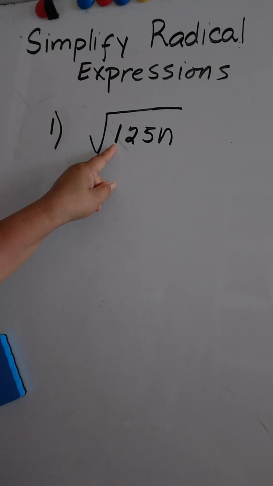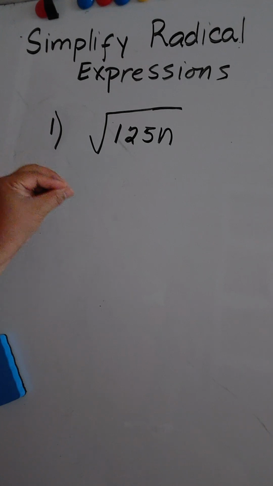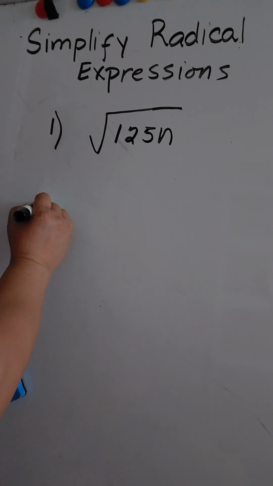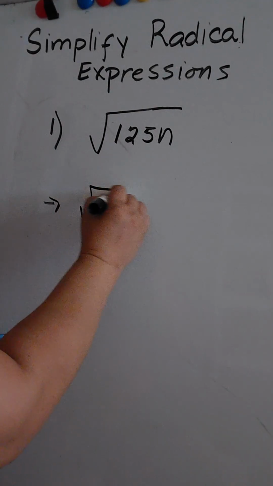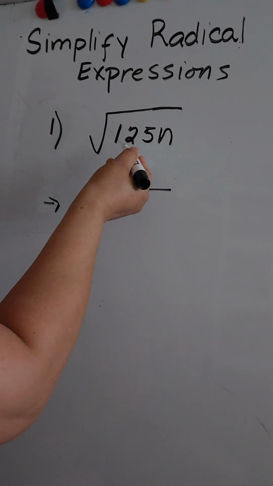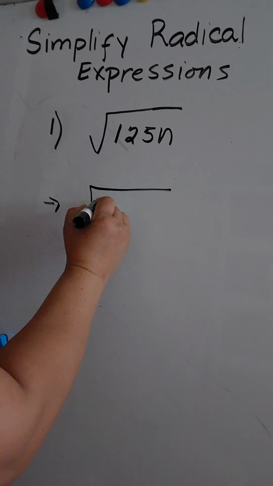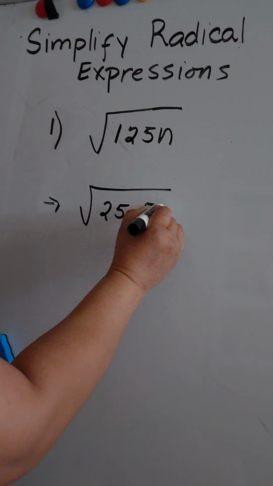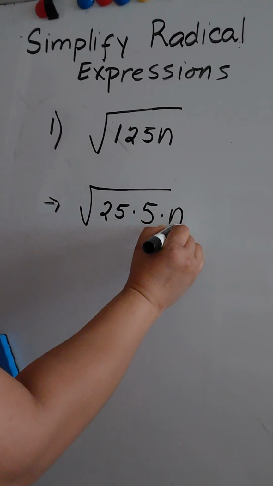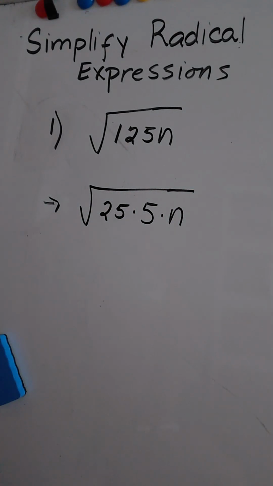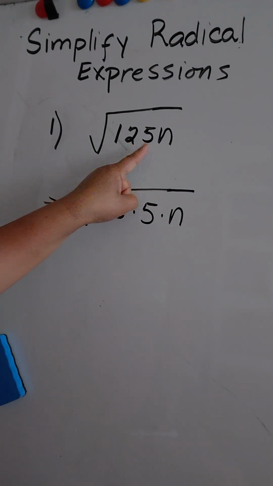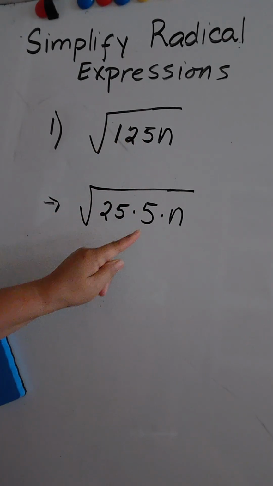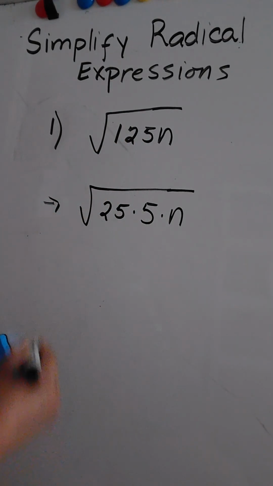Okay, so we are going to find the factors of 125 in which one of the factors is a perfect square. So we have the square root of the factors of 125: 25 times 5 and times n. Okay, so always remember, if the variable and numbers are together, the operation that we are using is multiplication.